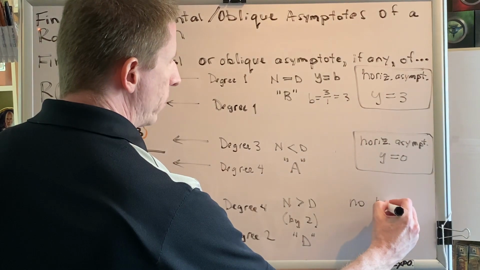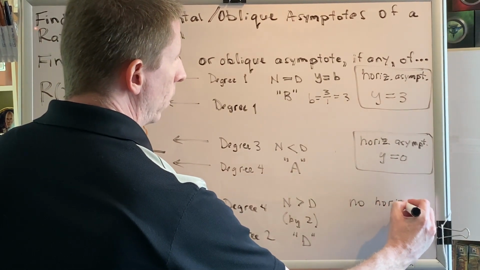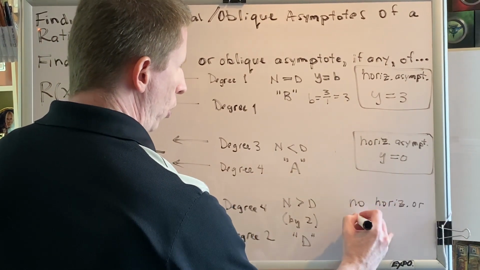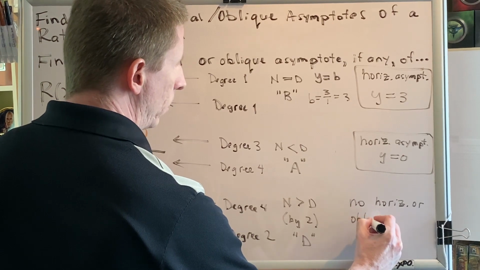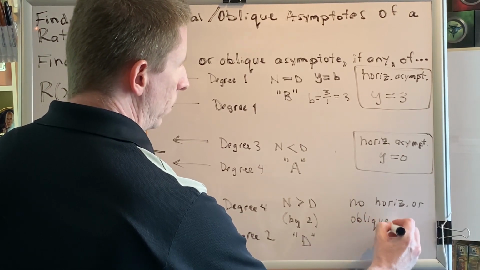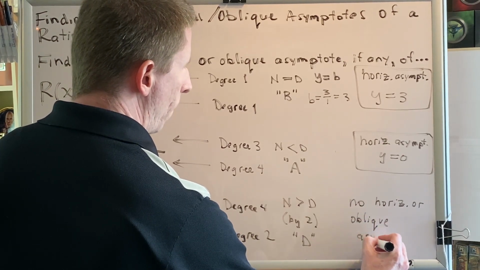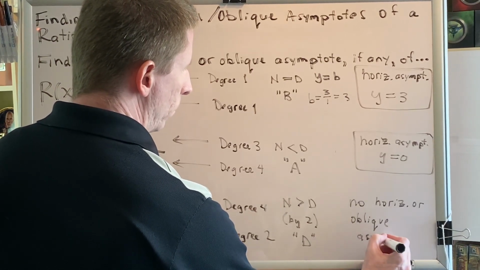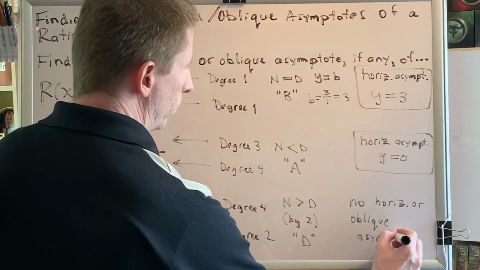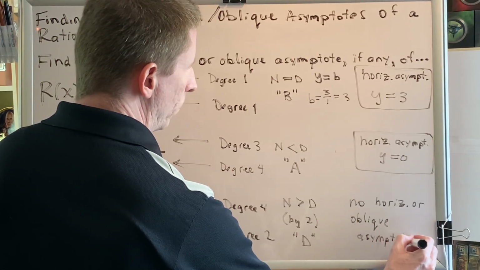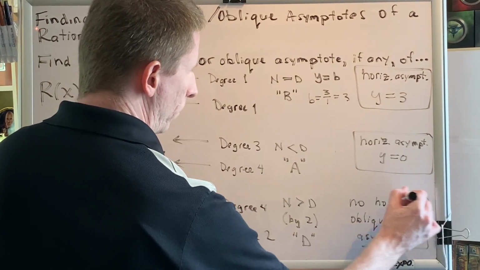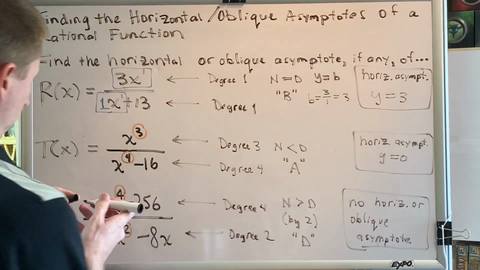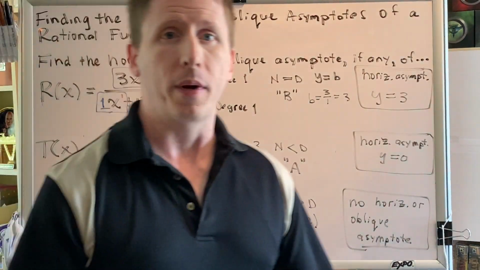No horizontal or oblique asymptote. And with that, we have completed all three of these problems.